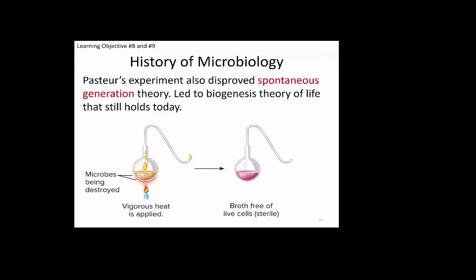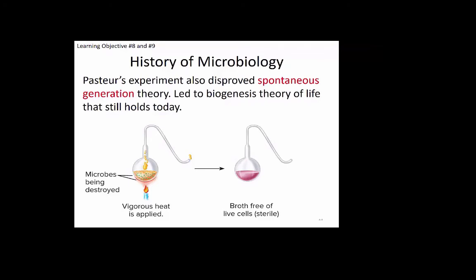In this experiment, Pasteur made a swan-necked flask. He added a nutrient-rich broth to the flask, and he sterilized the broth by applying vigorous heat, so all life form in the broth was killed.